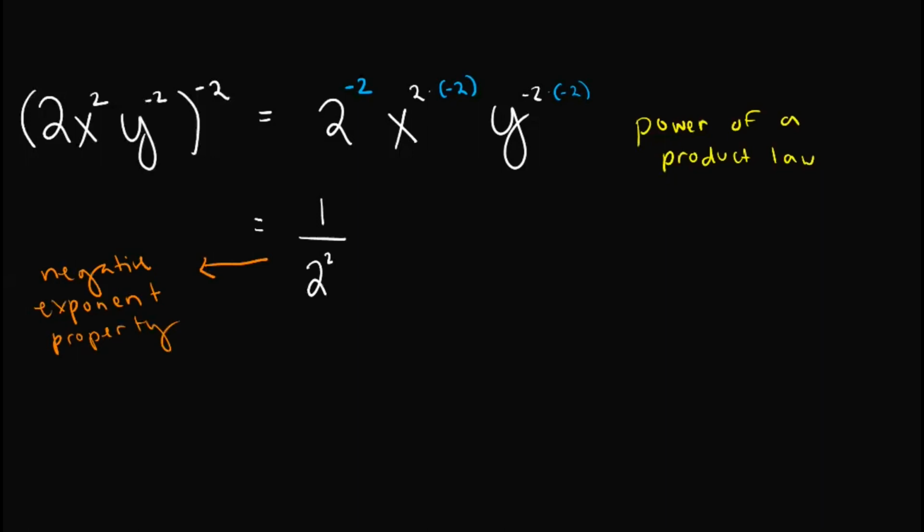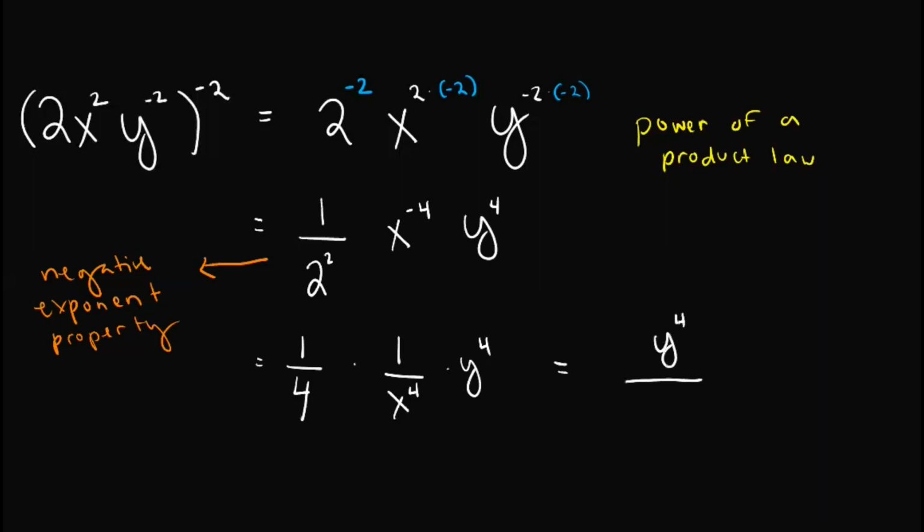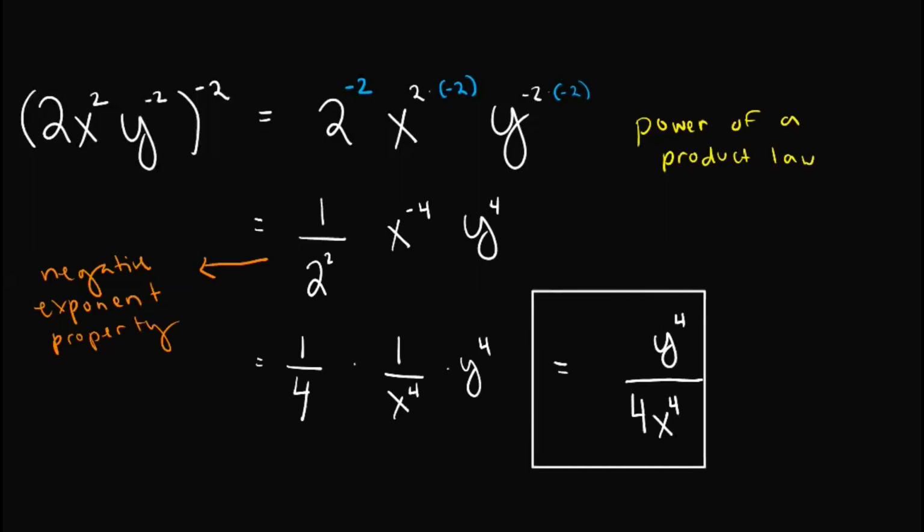Then this one, we multiply it, that would give us x raised to negative 4 and y raised to 4. And then this one would become 1 over 4. This one would become 1 over x raised to 4 due to the negative exponent property again. And then just simply y raised to 4. And then we can combine all of these together, giving us y raised to 4 all over 4x raised to 4. And this is the answer.